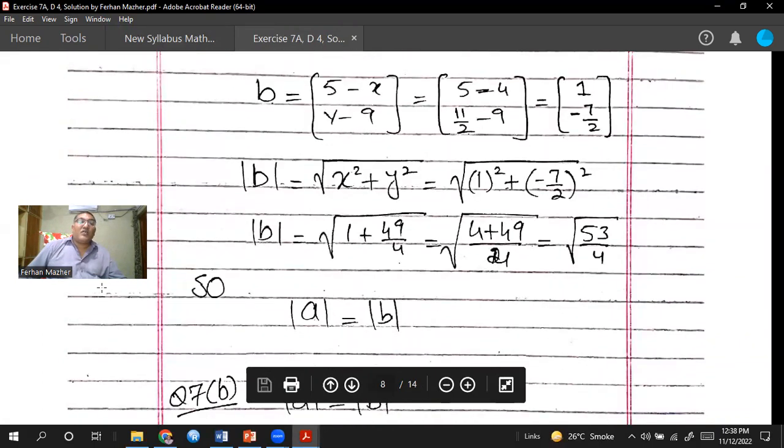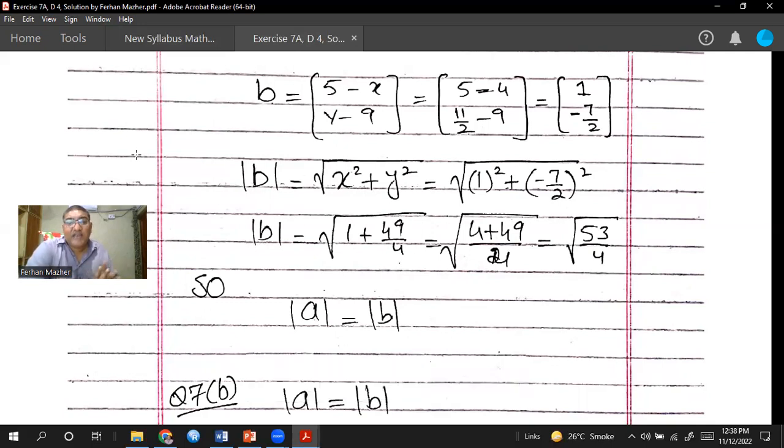And now I will try to find out the magnitude of B. So it will be 5 minus x and y minus 9. That's B. Put the value of x and y. So 5 minus 4 and 11 by 2 minus 9. So it will be 1, and downstairs you will have minus 7 by 2. So I will find out the magnitude of the vector B. That will be the square root of x square plus y square. So you will have 1 square plus the square of minus 7 by 2, and a square root on it, so it will be 1 plus 49 by 4. When you add the two fractions, it will become 4 plus 49 and the whole thing divided by 4. And that will be the square root of 53 by 4.